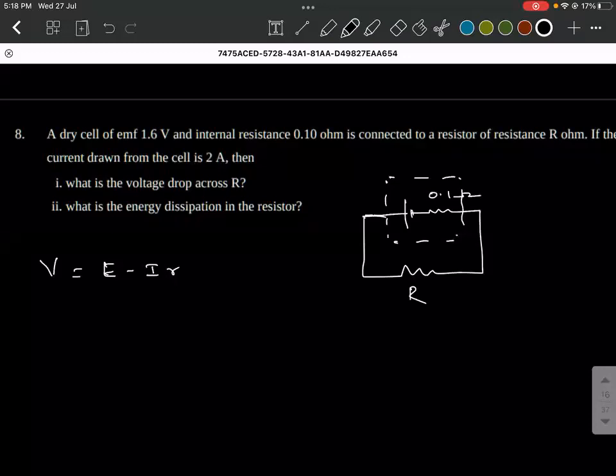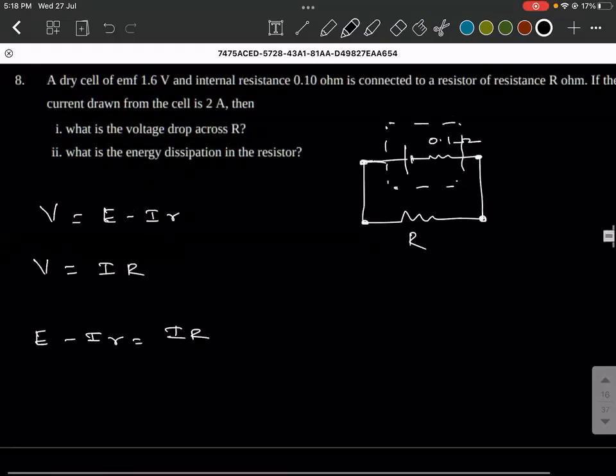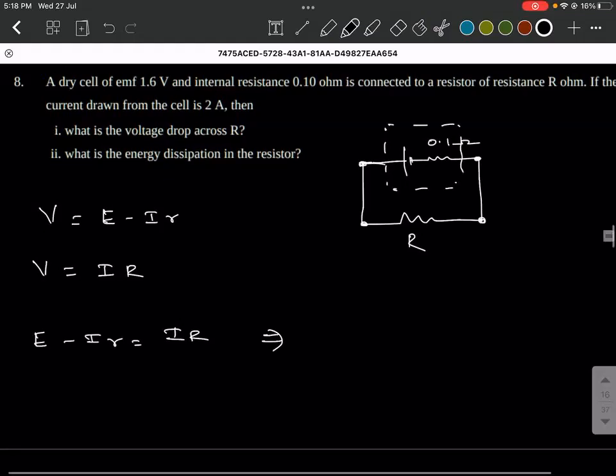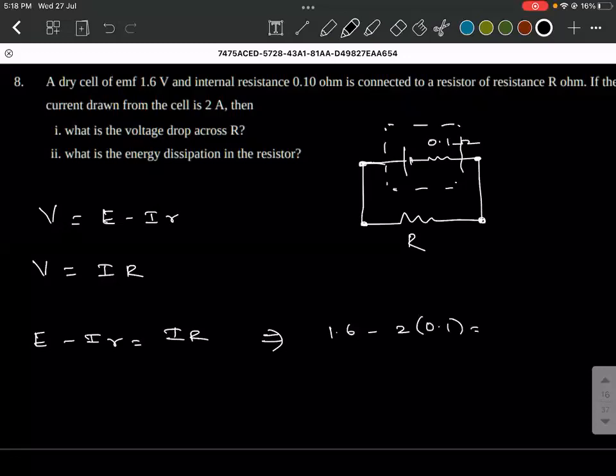Okay, this is an alternate way. So the potential drop across this will be the same as the potential drop across this. So V is equal to E minus Ir, and the same V will occur across the bigger resistor also, the external resistor. Okay, so E minus I into small r will be equal to I into capital R. Now can you find it? So what did they tell us? Which implies 1.6 minus 2 into 0.1 will be equal to 2 into capital R. Okay. So can you find the value of capital R? What is the value of capital R you got?